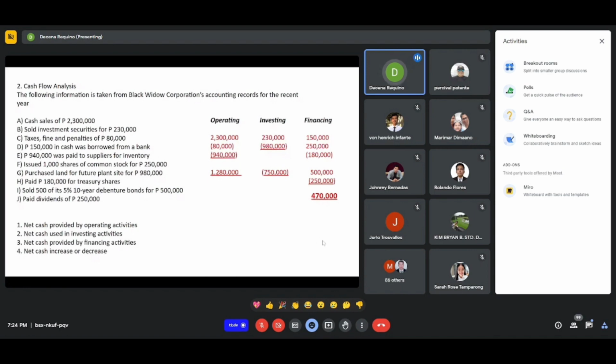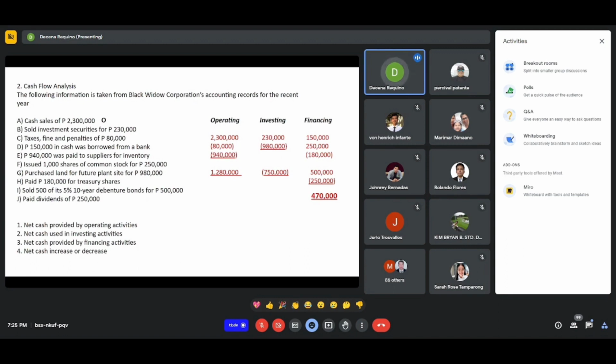So una, i-identify muna natin kung operating ba siya, investing, or financing. Since related siya sa current asset na cash, nagbenta ka daw ng, meron kang sales na 2,300,000. So operating activity siya. So para madali siya, i-line mo siya dito sa operating. So since dagdag yan sa cash, ipapositive mo tong 2,300,000. So addition siya sa cash under operating activity.